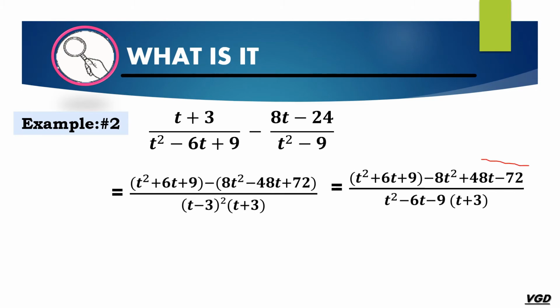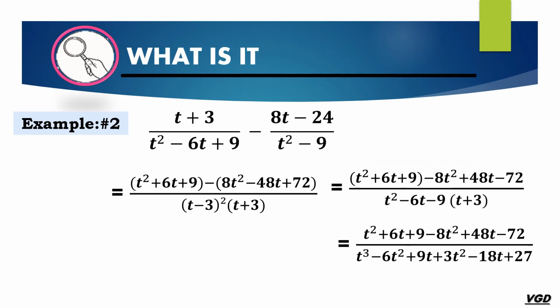Now, let's continue expanding our numerator and denominator since we can still expand this one. So, we will be able to have t squared plus 6t plus 9 minus 8t squared plus 48t minus 72 over t cubed minus 6t squared plus 9t plus 3t squared minus 18t plus 27. So we just distributed t plus 3 to t squared minus 6t minus 9.